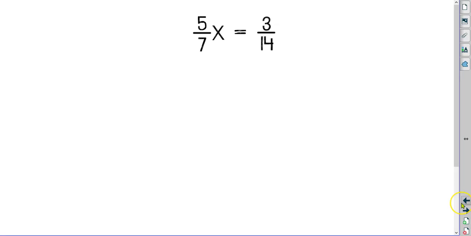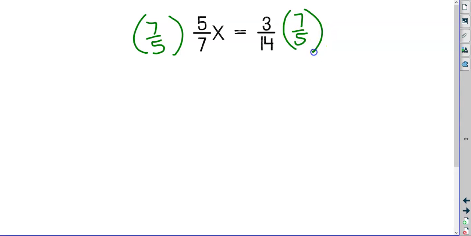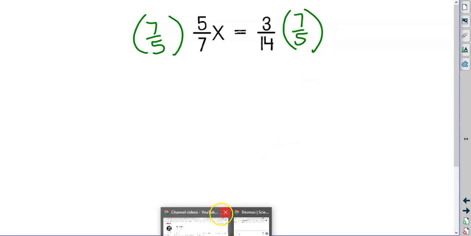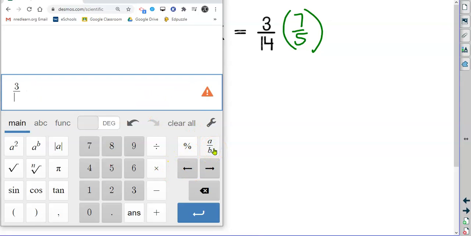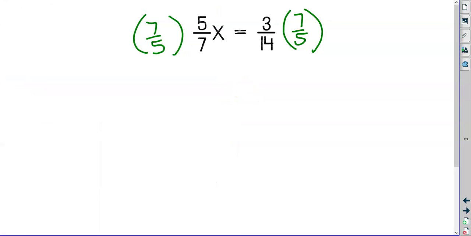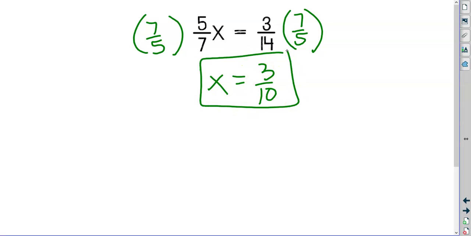5/7 x equals 3/14. Again, if you need to divide, but your coefficient is a fraction, multiply by the reciprocal. This time I'll use my calculator. 3/14 times 7/5. Oops. So if I get a decimal answer, click this circle button here, convert back to fraction. 3/10. Let's try one more.